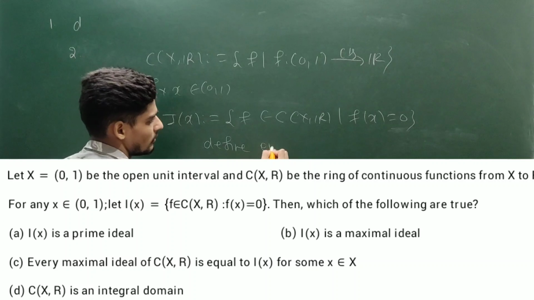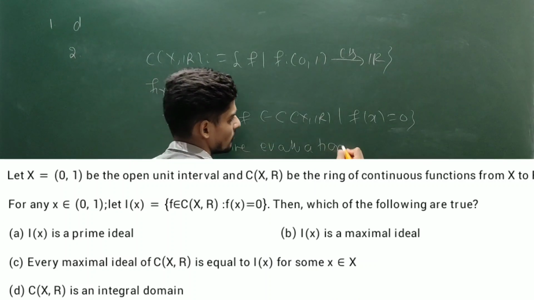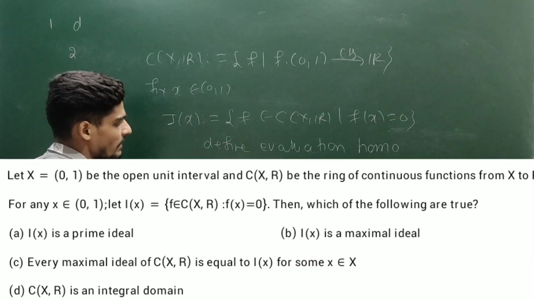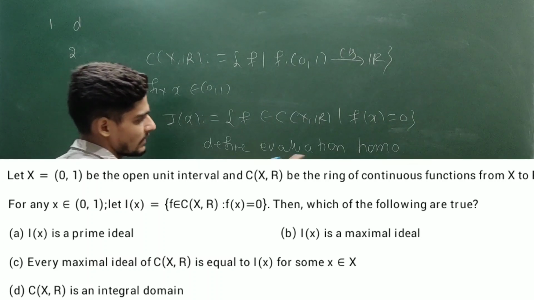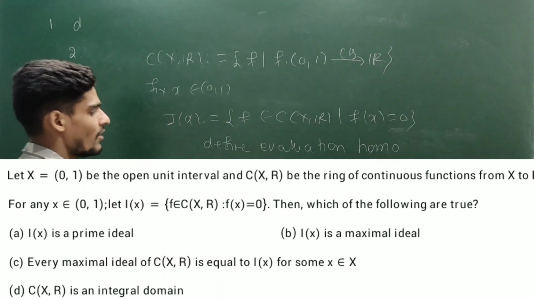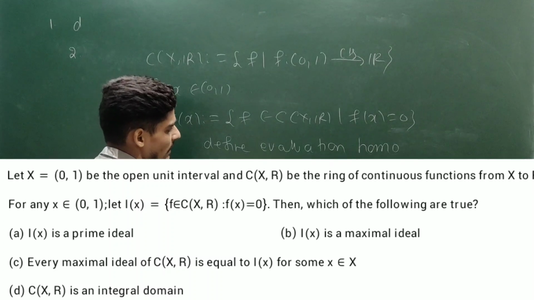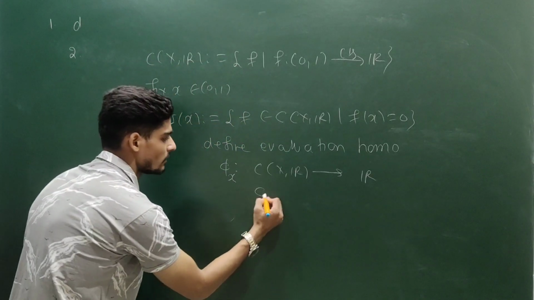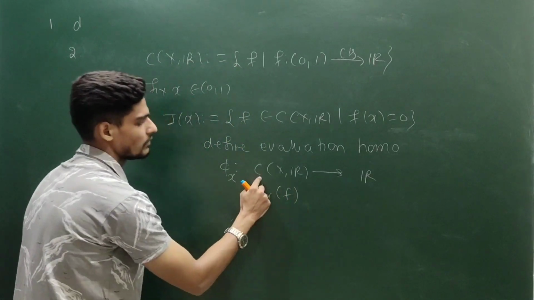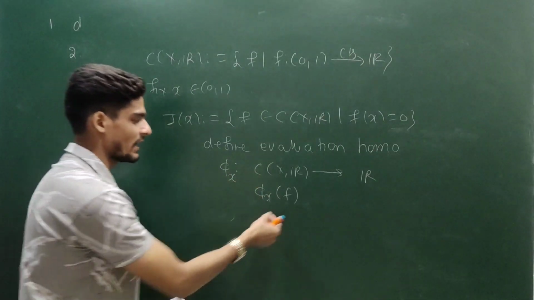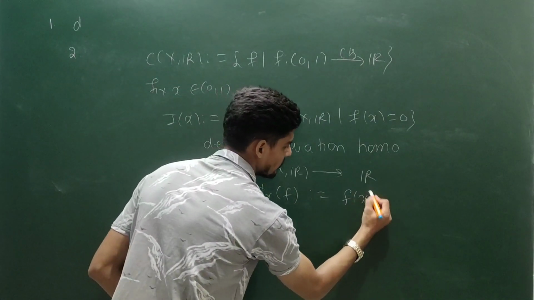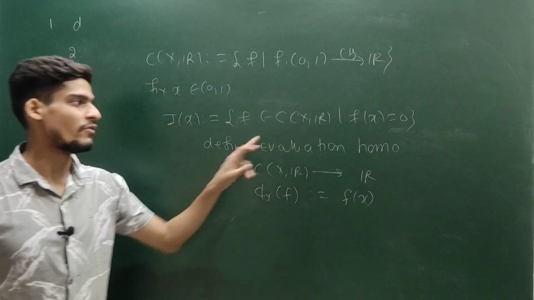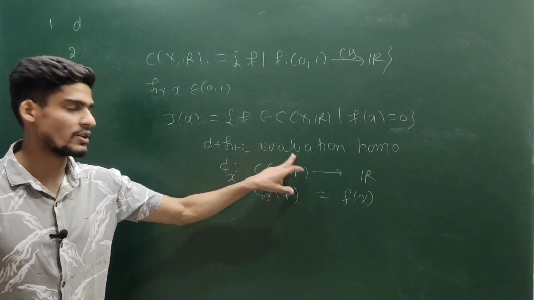Define the evaluation homomorphism. This is a standard homomorphism. Let phi_x be the evaluation homomorphism for point x. So I am defining phi_x from C(X,R) to R. A member in this ring looks like a function, so I am taking a function f and sending it to f(x). So I am evaluating the value of f at point small x. This is called the evaluation homomorphism. You can observe this is an onto ring homomorphism.